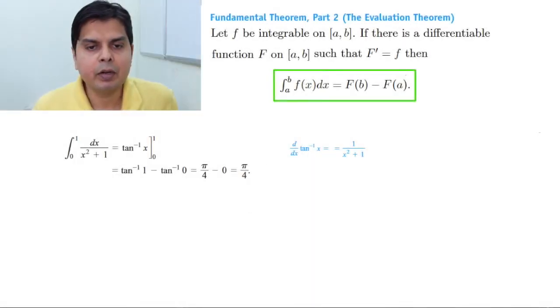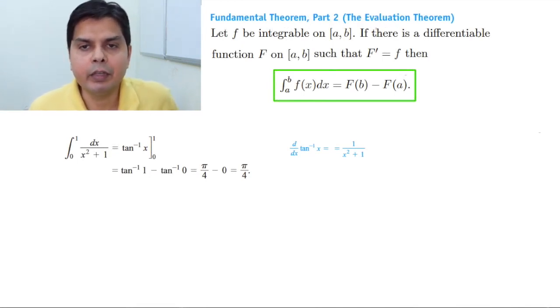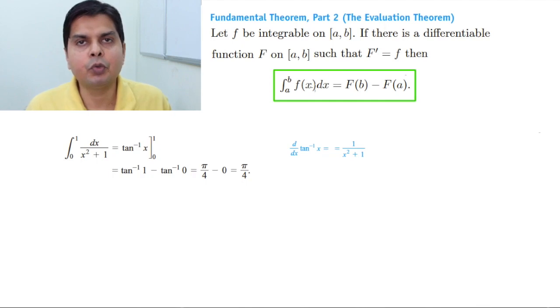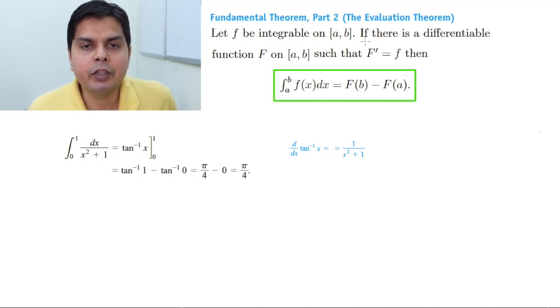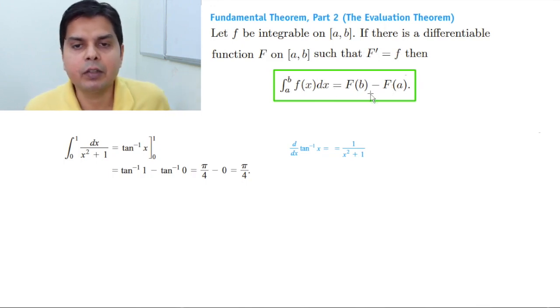Now there is another part of the fundamental theorem, called part 2, which is basically the evaluation theorem, because it is used to find the value of the integral from a to b. And it is very simple. Let f be integrable on a to b. If there is a differentiable function capital F on [a, b] such that F prime is equal to f, then the integral of f(x) dx from a to b will be F(b) minus F(a).